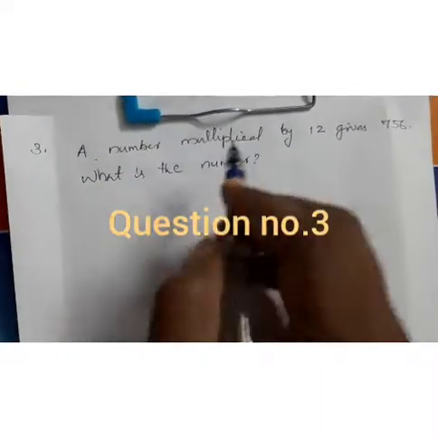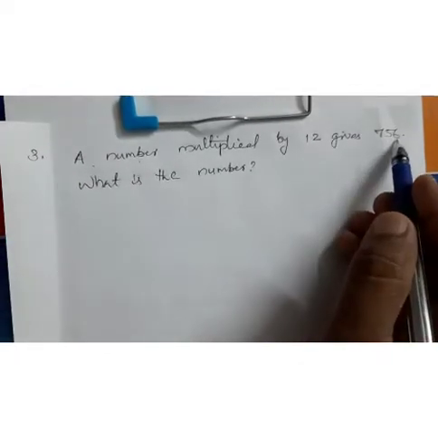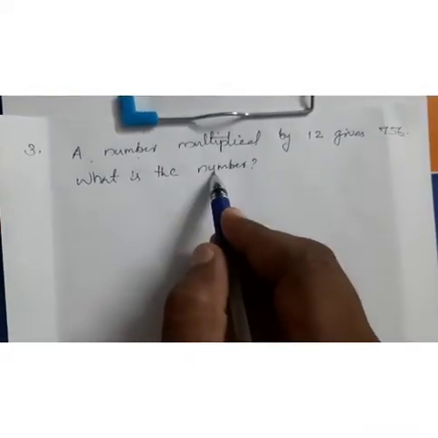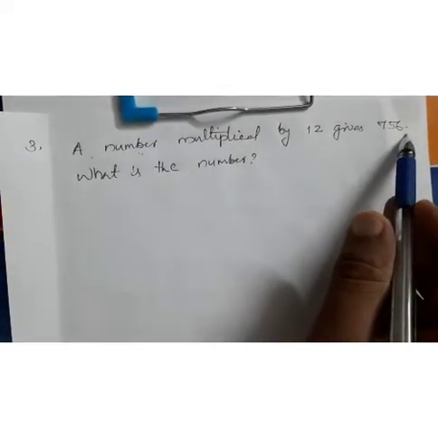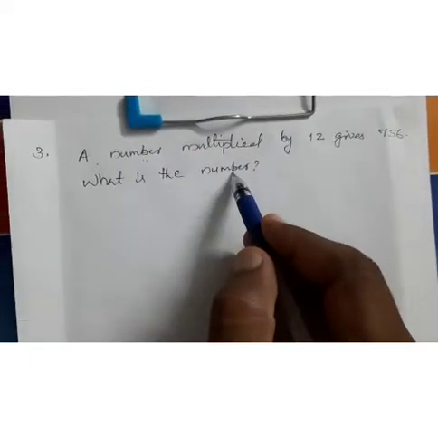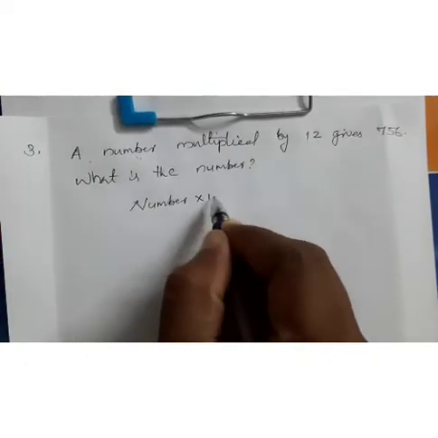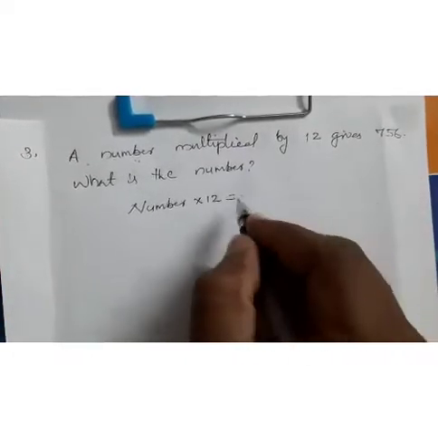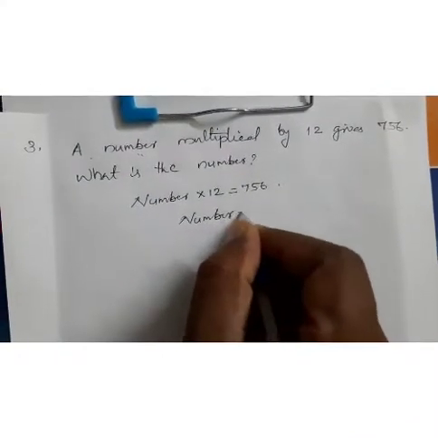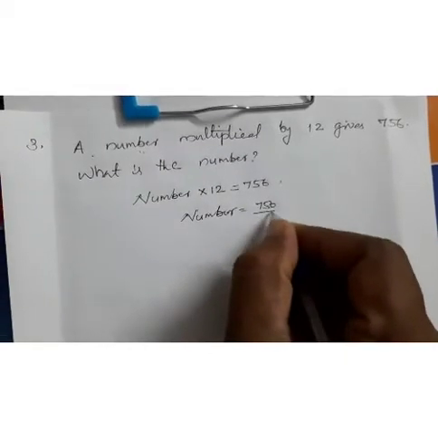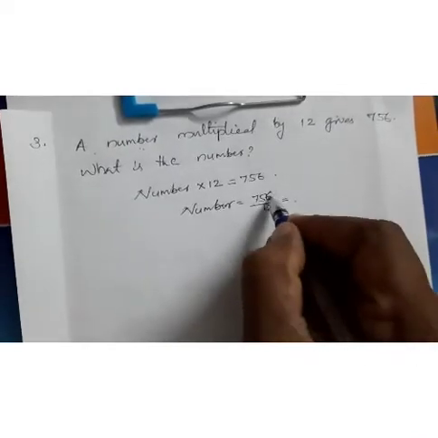A number multiplied by 12 gives 756. What is the number? You have to find out the number. If you multiply a particular number by 12, you get 756. So the number is equal to 756 by 12. Find out 756 by 12.